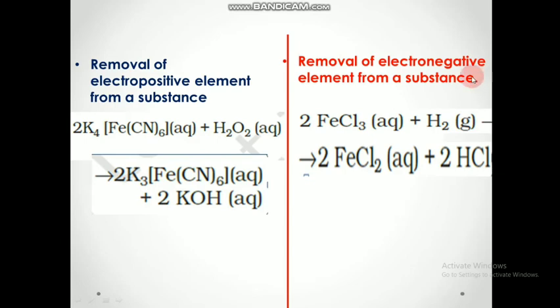In a reduction reaction, 2FeCl3 plus H2 gives 2FeCl2 plus 2HCl. Here is the removal of electronegative element, which is chlorine. So chlorine is an electronegative element, and in the reactant part we can see 3 chlorines, and in the product part it is just 2 chlorines. So FeCl3 is converted to FeCl2. So the reduction part is removal of electronegative, and the oxidation part is removal of electropositive.